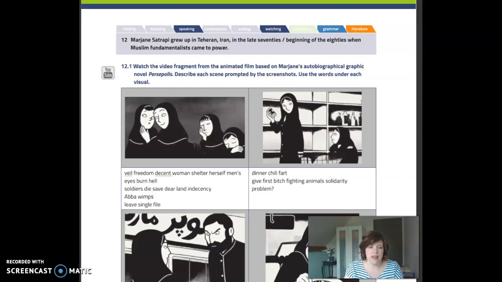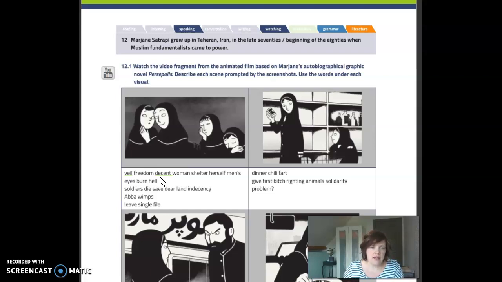For example, the word veil is the first word there. You can see it over here. A veil is basically in Dutch a slöj, what the women in the novel have to wear on their heads after the Muslim fundamentalists come to power. A decent woman, that is the second word that you see there, is what we would translate in Dutch as an eerbare vrouw. If there are any other words here that you do not understand or that you find too difficult, you can always look them up in an online dictionary, or you can ask me later on.